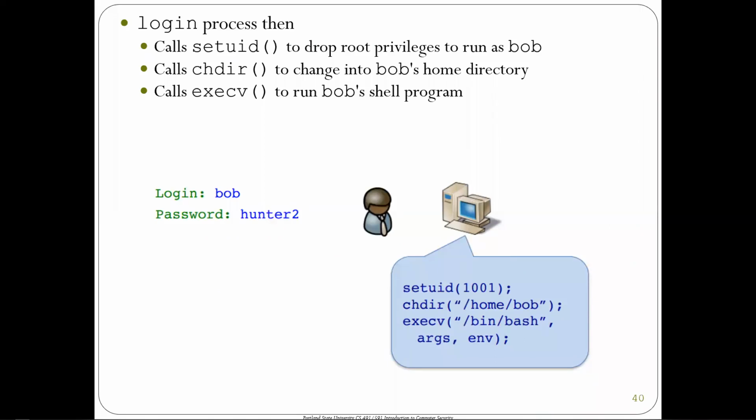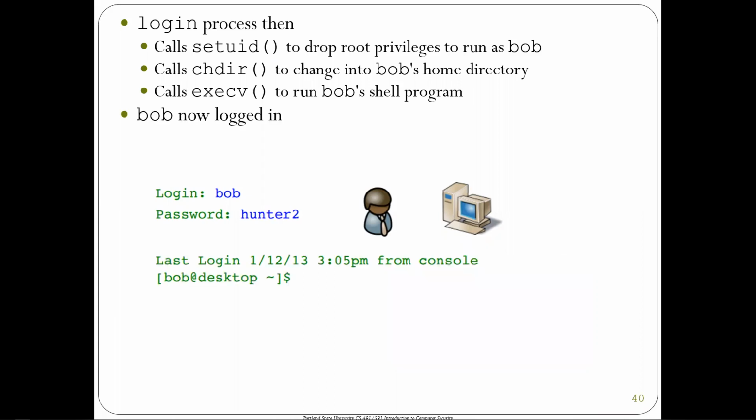And then if it's correct, it calls setuid to drop the root privileges to run as Bob. It calls chdir to change into Bob's home directory, and then it executes Bob's shell program, and then it runs as Bob as the next step. And then Bob has this login prompt where the shell is running as Bob's UID.